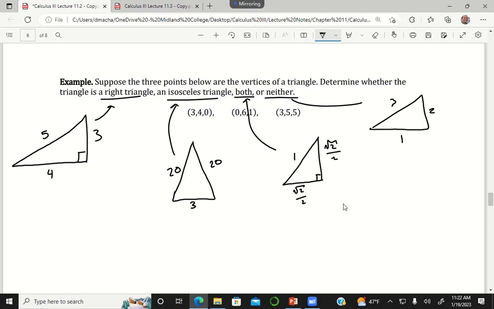Okay, so we've got these 4 categories, and we're saying these 3 points that we're given, these represent the vertices of a triangle living somewhere in space. The question is asking, are these going to be forming a right triangle, an isosceles triangle? Is the triangle they form both? Or is it neither?